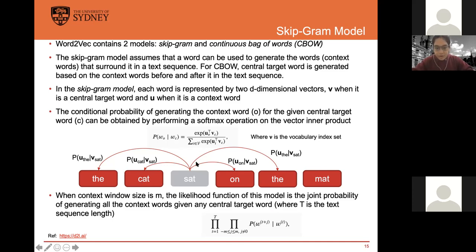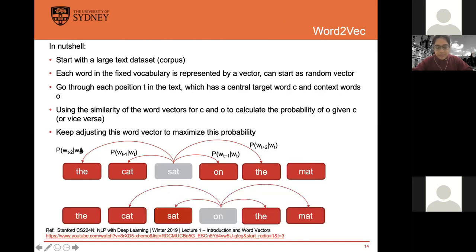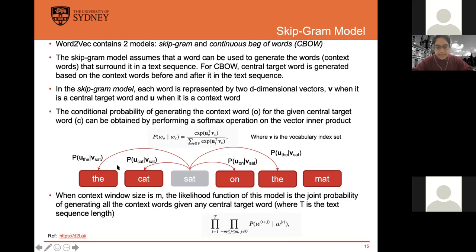So in the skipgram model, this is how it is done. Every word is initially represented by a d-dimensional vector. One vector is for the central target word, and another is for the context word. So for each word, we start with two random vectors. If you compare this formula that I've written here versus the one before, I have changed the notation to the probability of vector u given vector v, because v is the representation of the central word, whereas u is the representation of the context word.